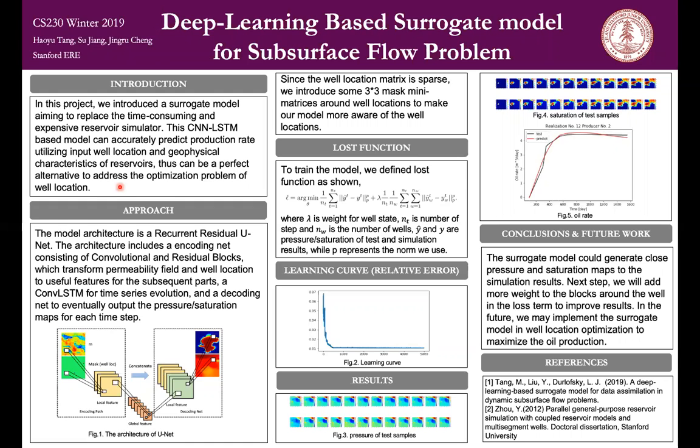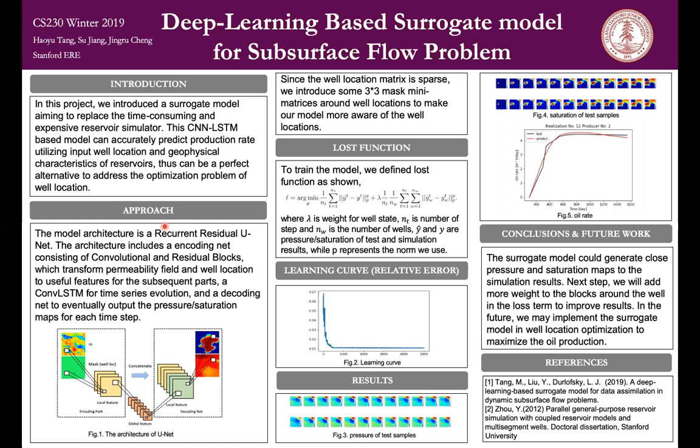So with a CNN-LSTM based model, we can accurately predict production rate and only use a tiny fraction of time compared with previously what we need to do. So how do we achieve this goal? First of all, we need a model.